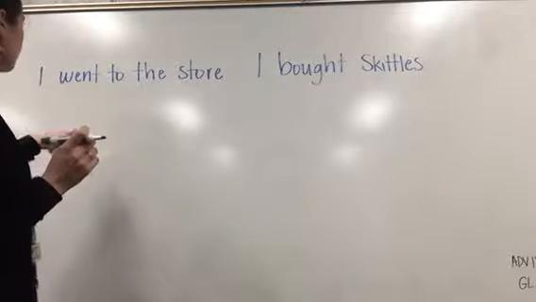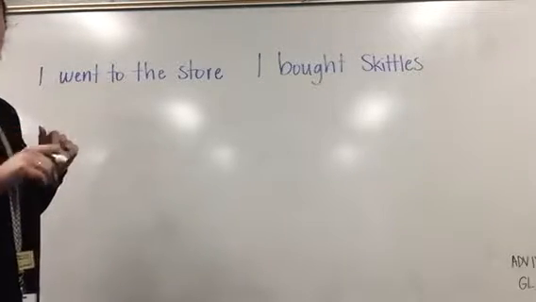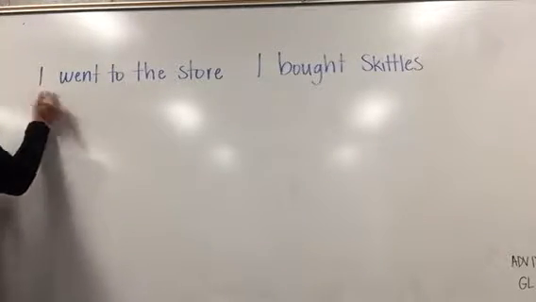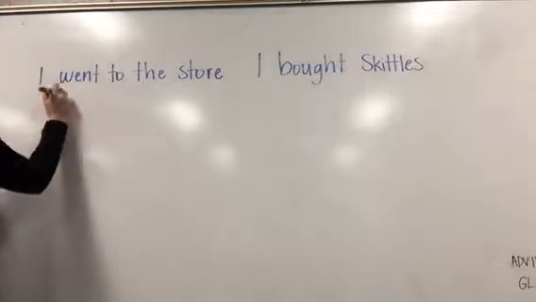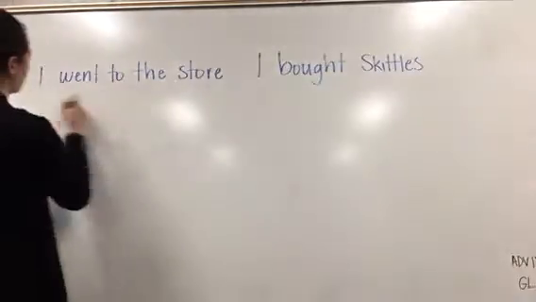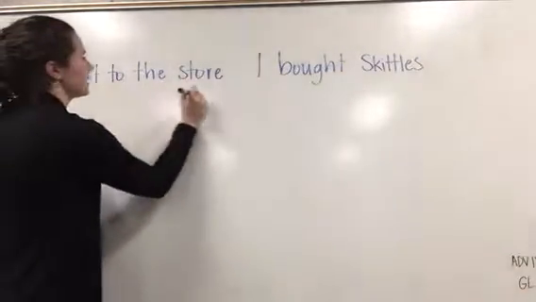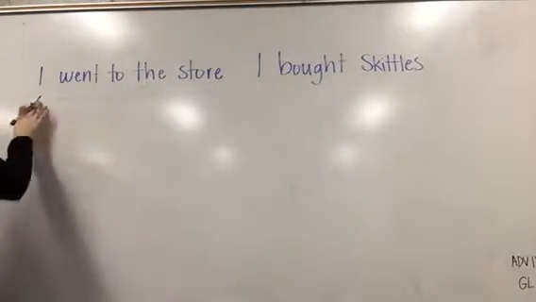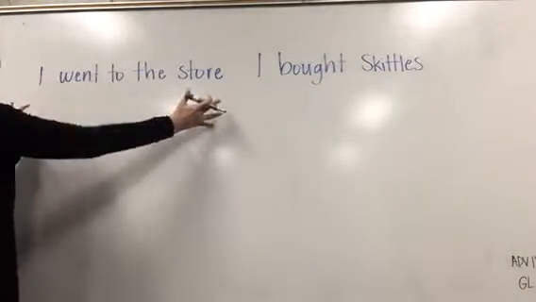An independent clause is made up of a subject and a predicate, and it expresses a complete idea. So "I," right here, is my complete subject, and my complete predicate is "went to the store." And this is a sentence that can stand on its own, so that's why that's called an independent clause. Subject, predicate, and an entire idea.